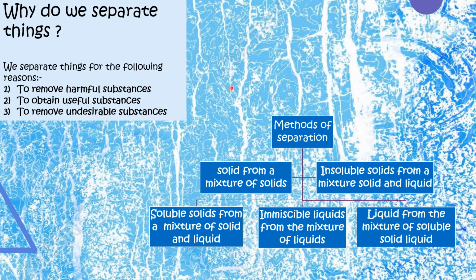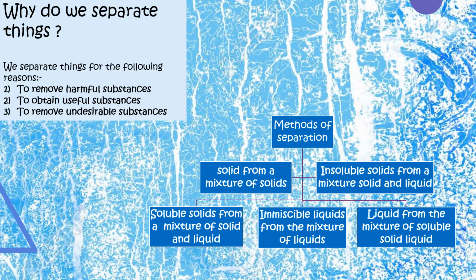And now these are points to note. Why do we separate things? We separate things to remove harmful substances, to obtain useful substances, and to remove undesirable substances. Methods of separation: there are lots of methods of separation. So I will highlight them.